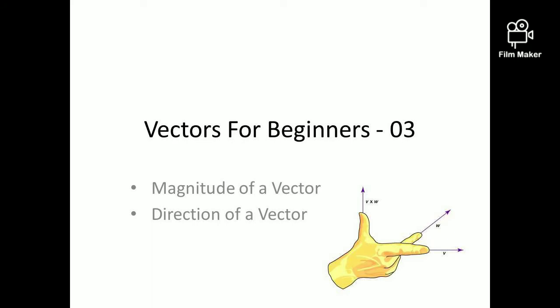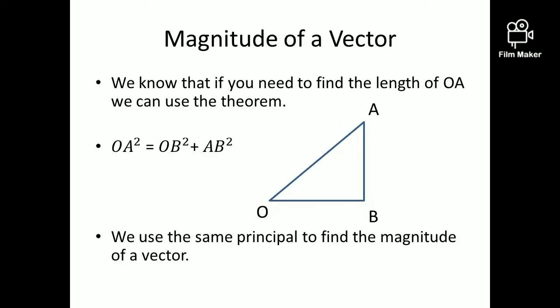In this topic, we are going to discuss the magnitude of a vector and the direction of a vector. Before we discuss the magnitude of a vector, let's try to understand how to find the length of a side in a right angle triangle. Simply, we can apply the Pythagoras theorem, where OA squared equals OB squared plus AB squared for such a right angle triangle, to find the length of a missing side. We have already learned this concept in our lower grades.